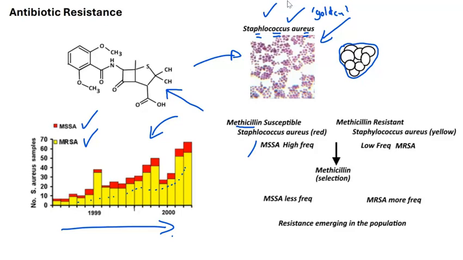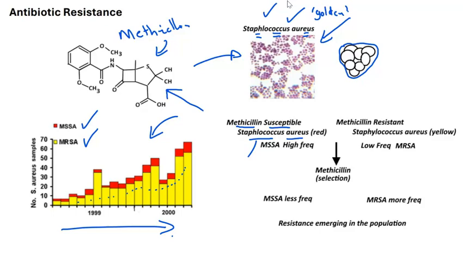So Staphylococcus aureus is associated with wounds, and its infection in a wound can be a serious issue, but can be treated by the application of methicillin, this antibiotic here. And so if the Staphylococcus aureus is susceptible, it will die.